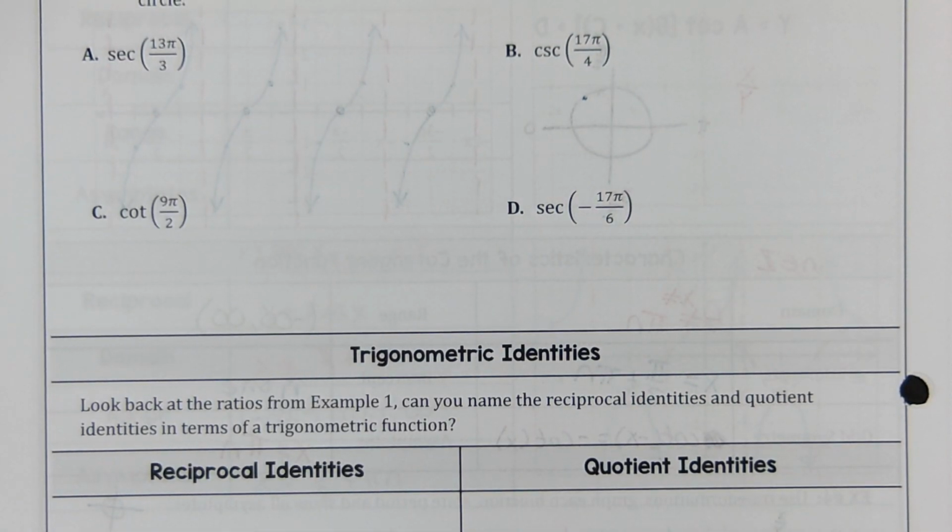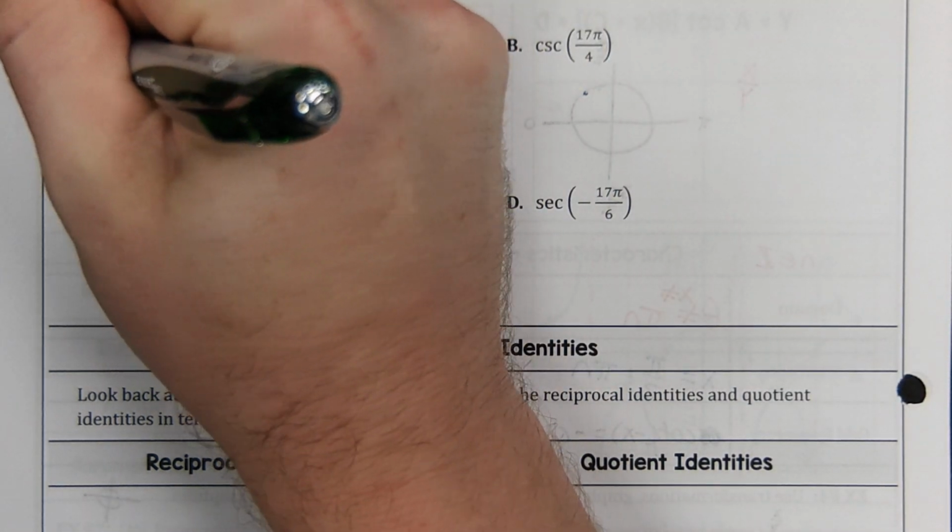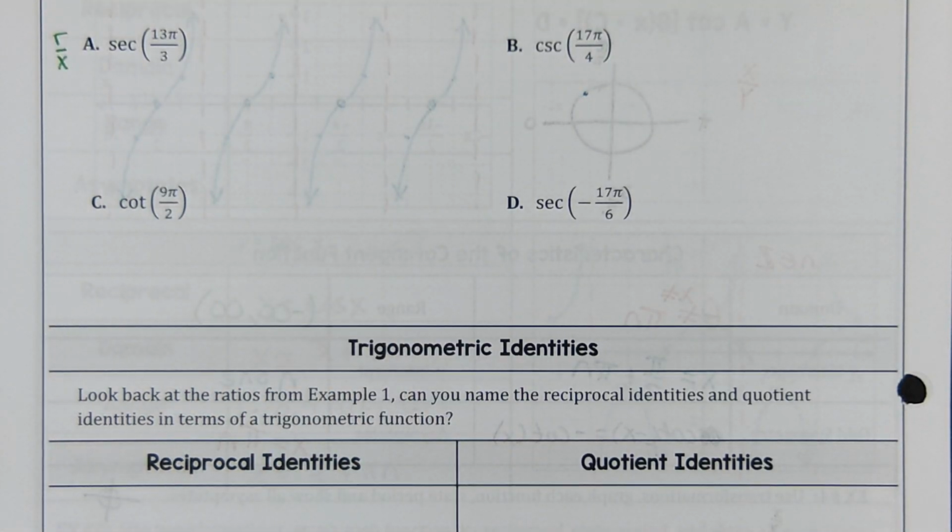All right, secant of 13 pi over 3. First of all, secant is the reciprocal of what? Cosine. Lots of people could tell me that secant is the reciprocal of cosine. So since cosine uses the sides x over r, secant is going to use the sides r over x. Next, we would need to know where we are.